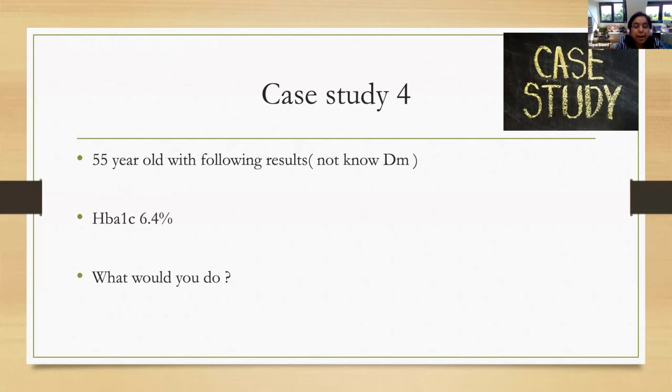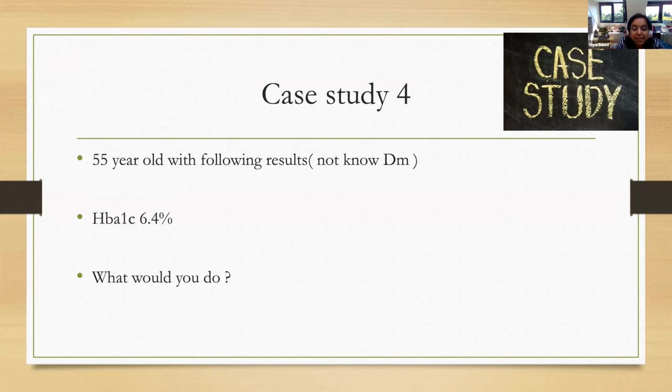Okay, so now you've got a 55-year-old with the following result, not known diabetic. Okay, so this reading is around 47. So in the new money, it's about 47. Those of you who want to convert: this is a 55-year-old, and you've just come across some results. He's not known to have diabetes, but he's got an HbA1c of 6.4 in the old money, about 47 in the new money. What would you do?